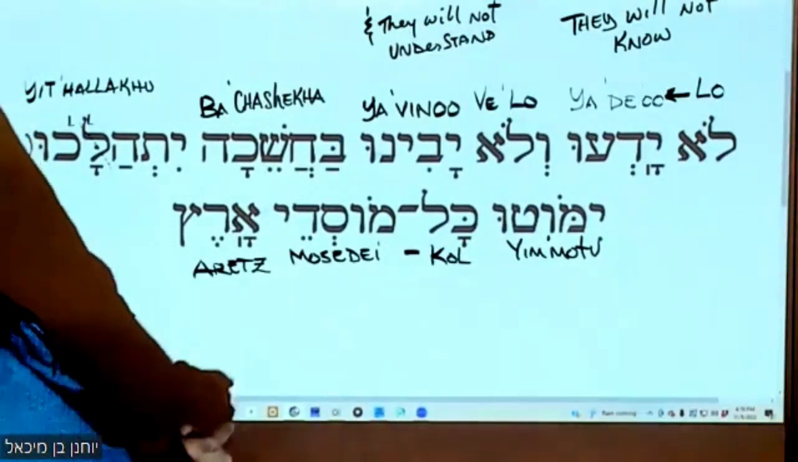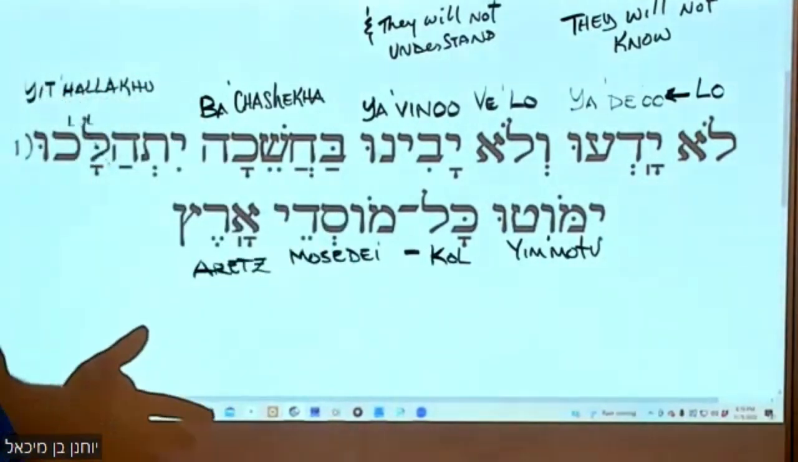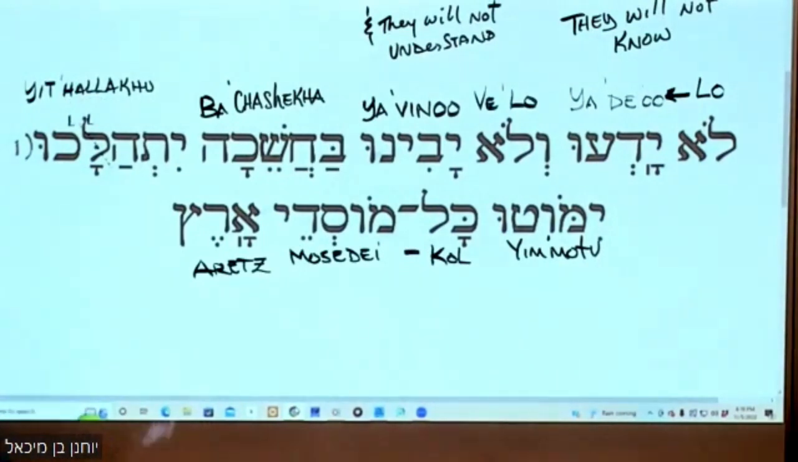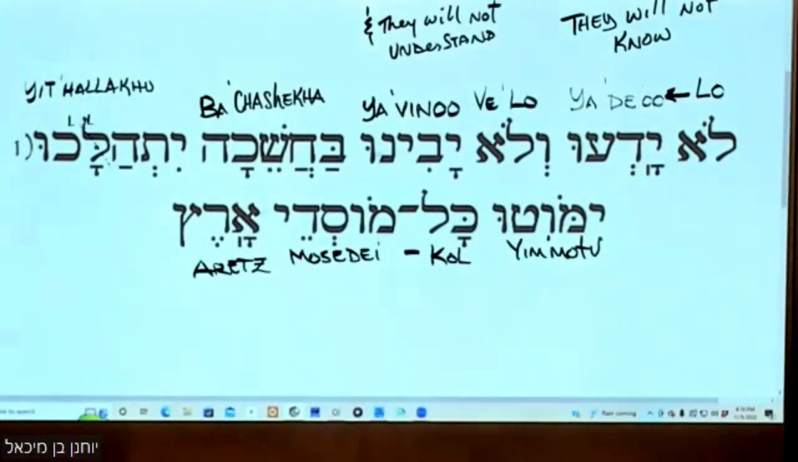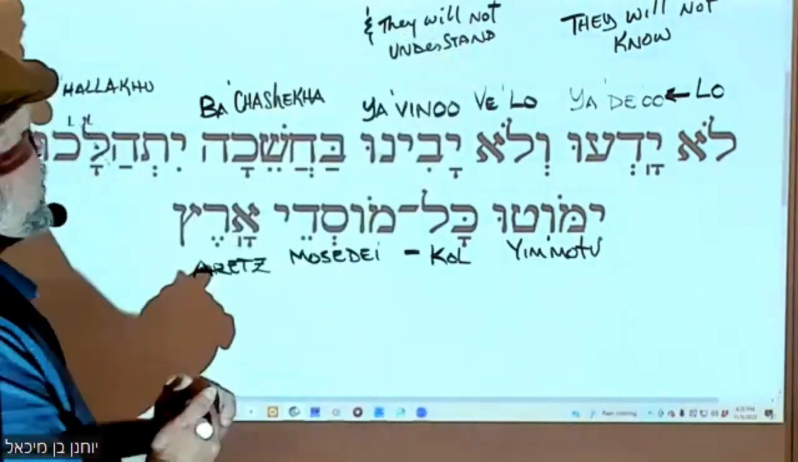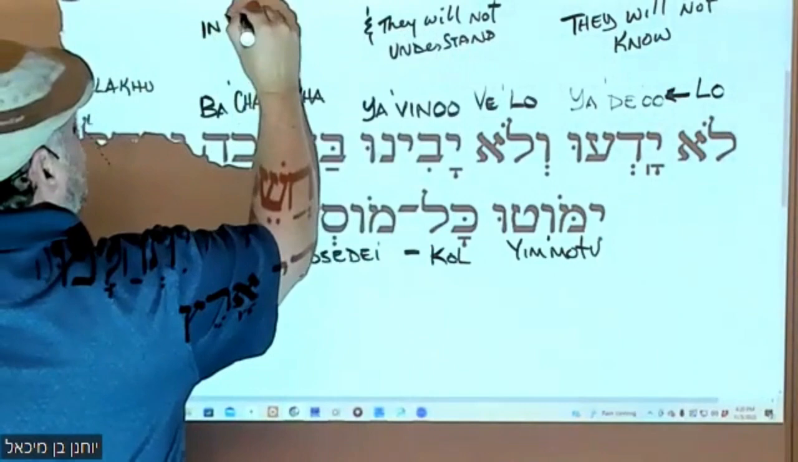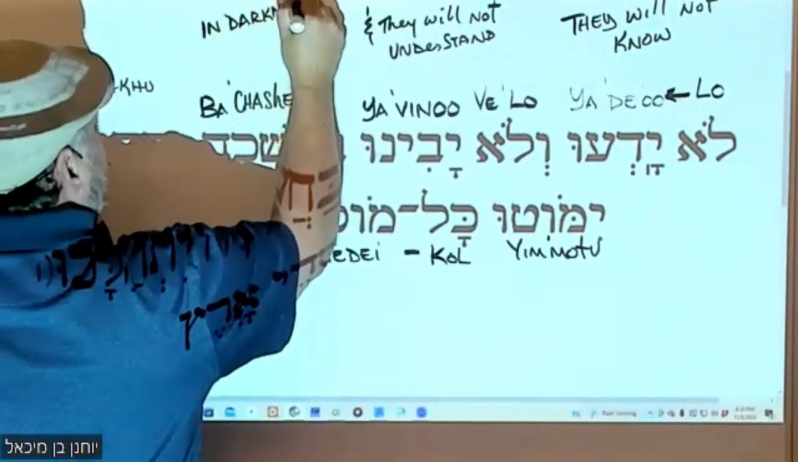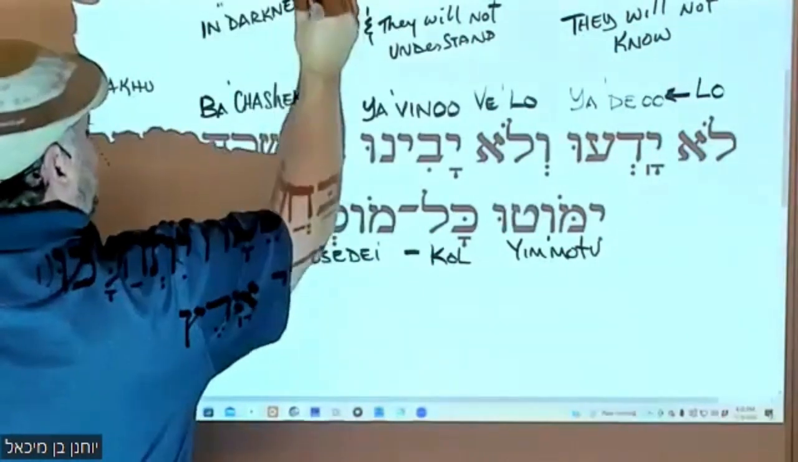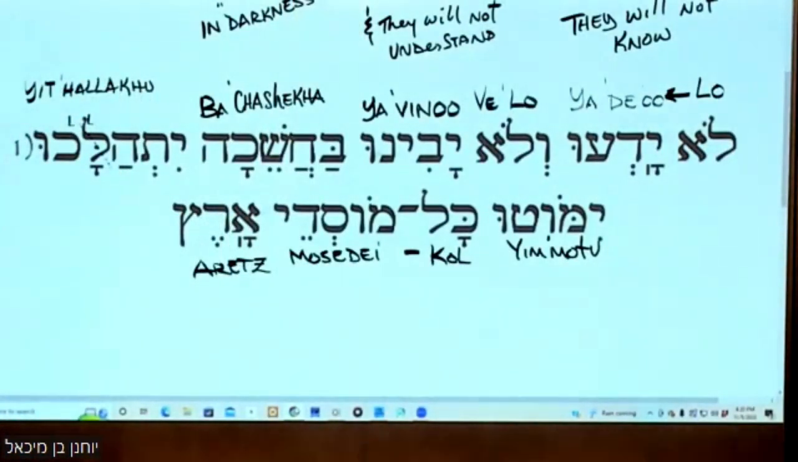So in chashecha, in darkness, okay? So why is it not choshech? Because it's not talking about one person, right? It's chashecha. Because we're talking about they, it's plural, right? So bachashecha, so in darkness. Now, this can be either regular physical darkness or spiritual darkness, okay?